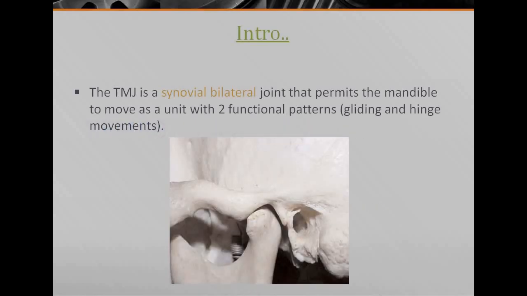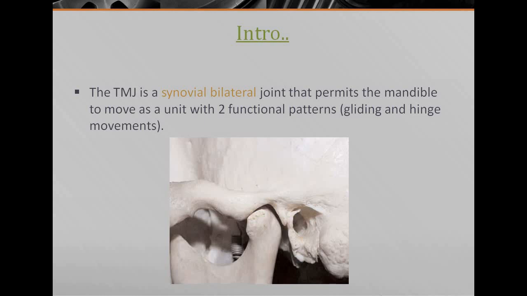Introduction. Let's see. You see clearly this is the mandible. This is the mandible bone and this is the temporal bone. You can see the external acoustic meatus and the temporal fossa. The temporomandibular joint, in short, is also called TMJ.